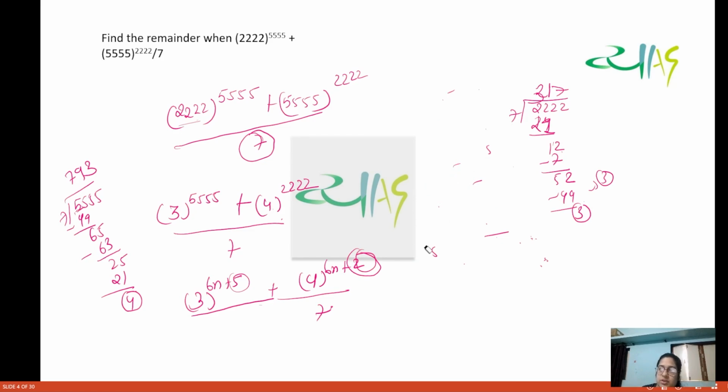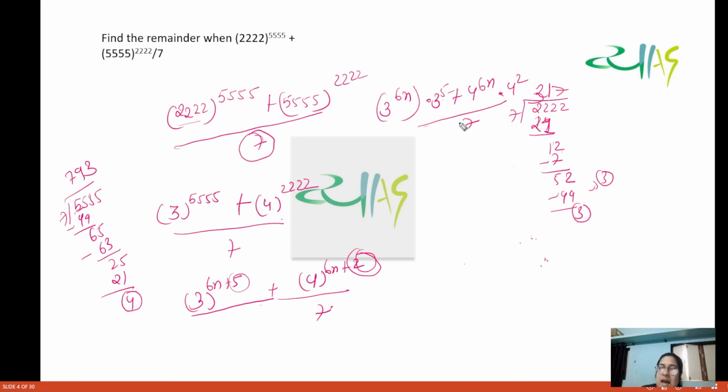Now let us see how to proceed forward. Now you have this number. See, 3 to the power 6n into 3 to the power 5, plus 4 to the power 6n into 4 square, divided by 7 we have.